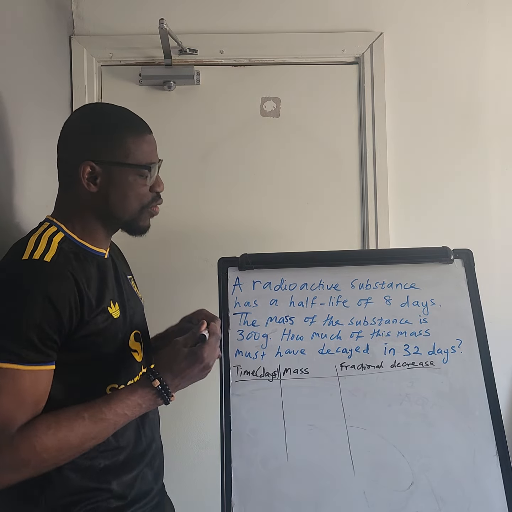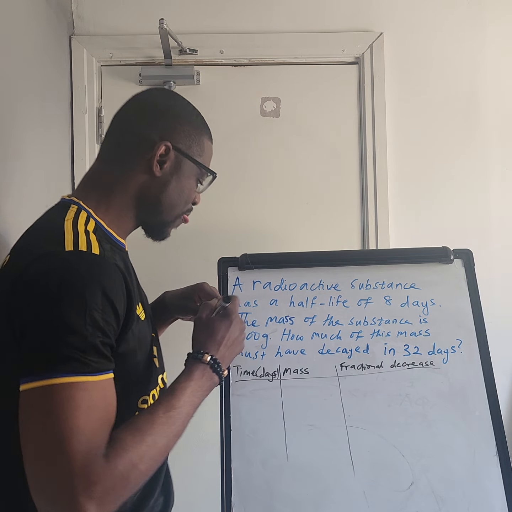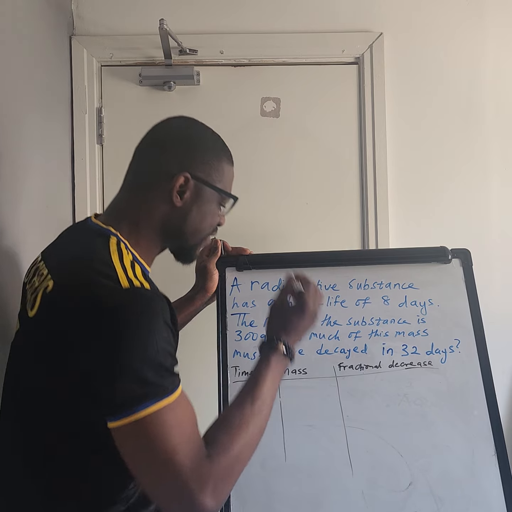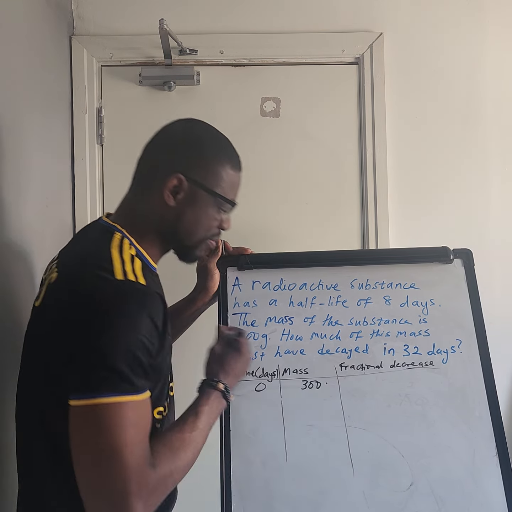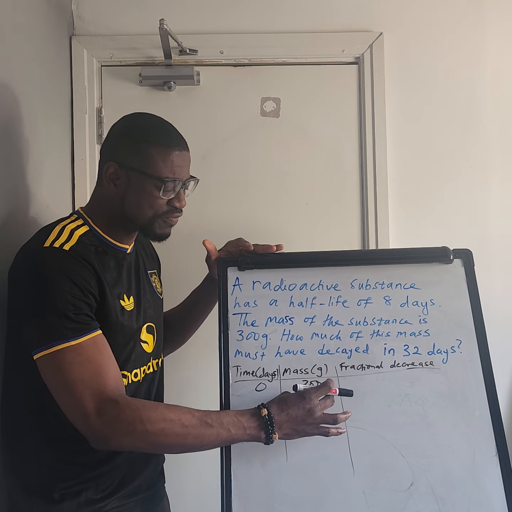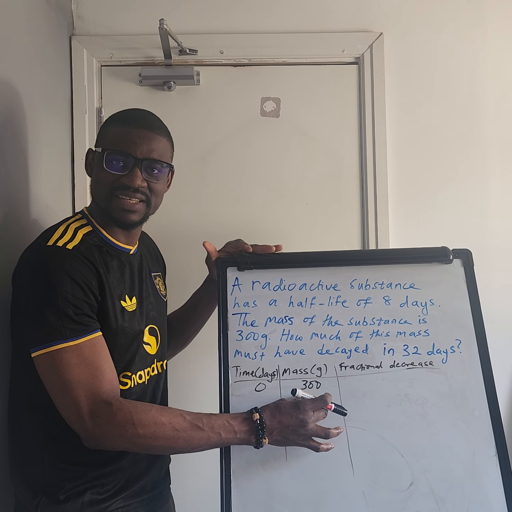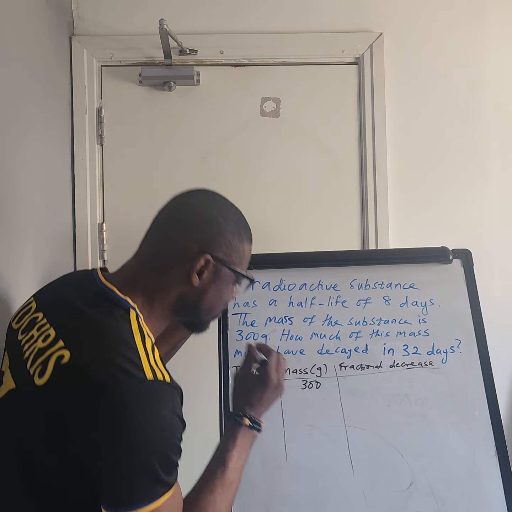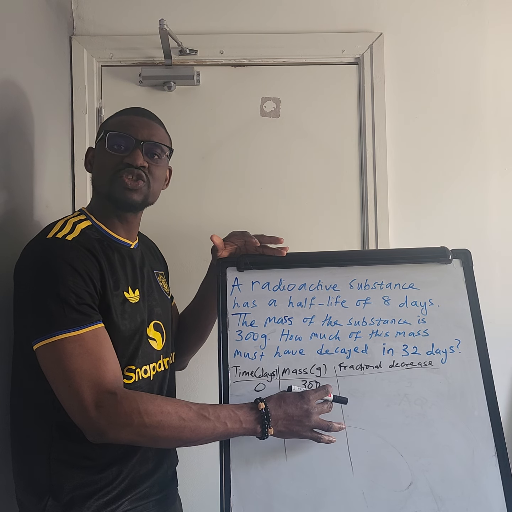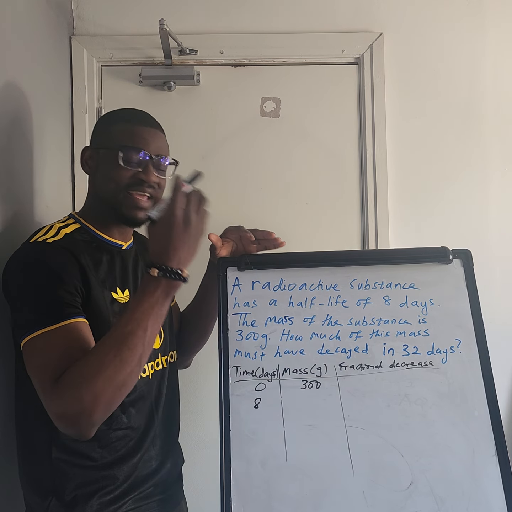So let us now implant the variables into this table. When it has not decayed, that is from day 0, the mass given is 300 grams. So my mass is in gram. After 8 days, how much of this must have decayed? That's the question. So we now say 8 days. Remember, it has to be half. So we're going to be reducing 300 by half after 8 days. So fraction applied is 1/2. Divide 300 by 2, that will give us 150 after 8 days.